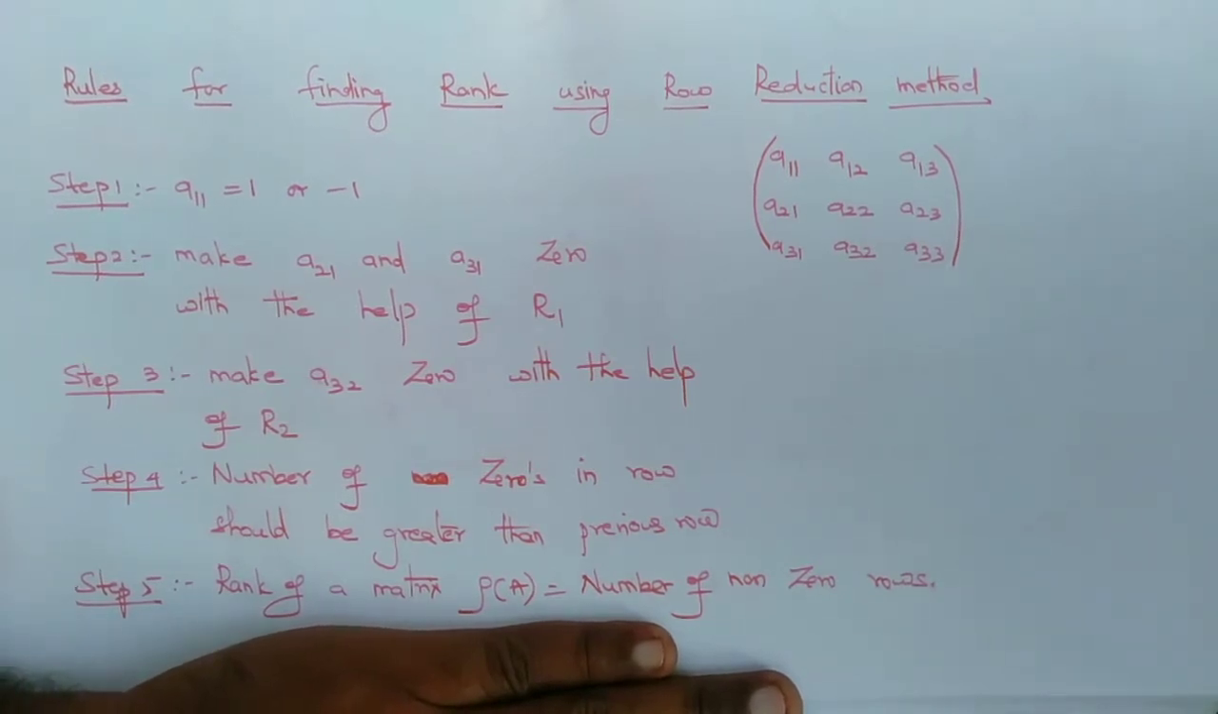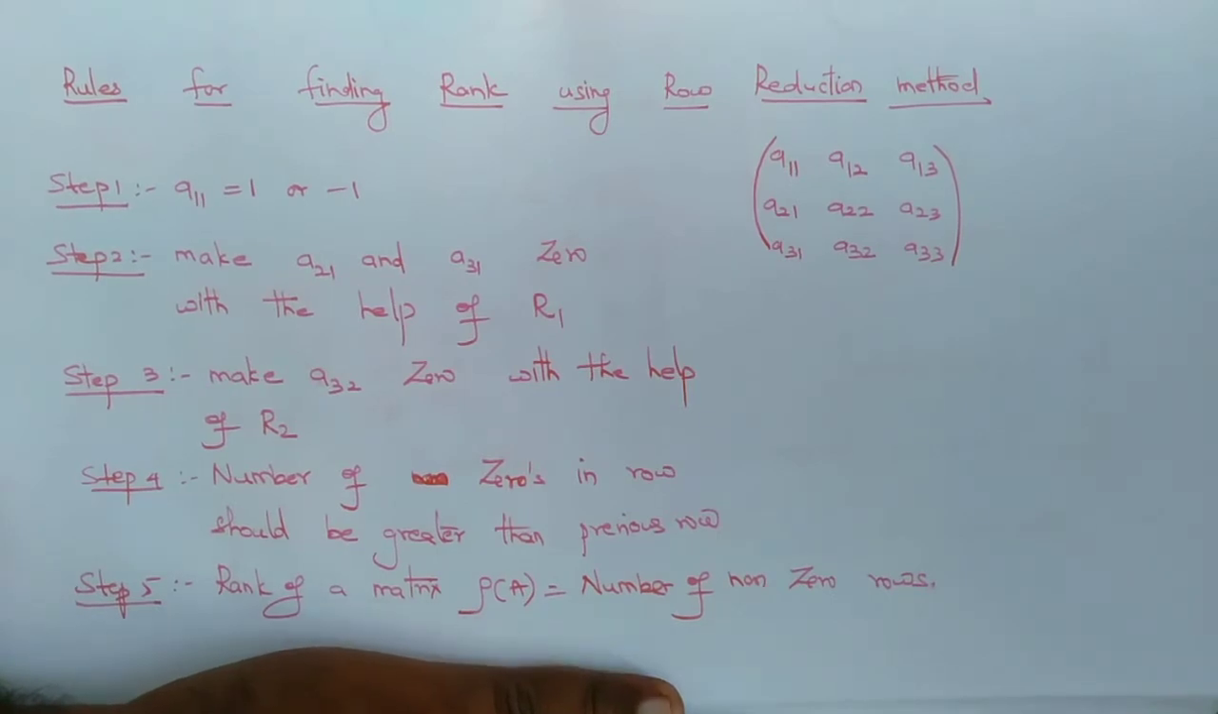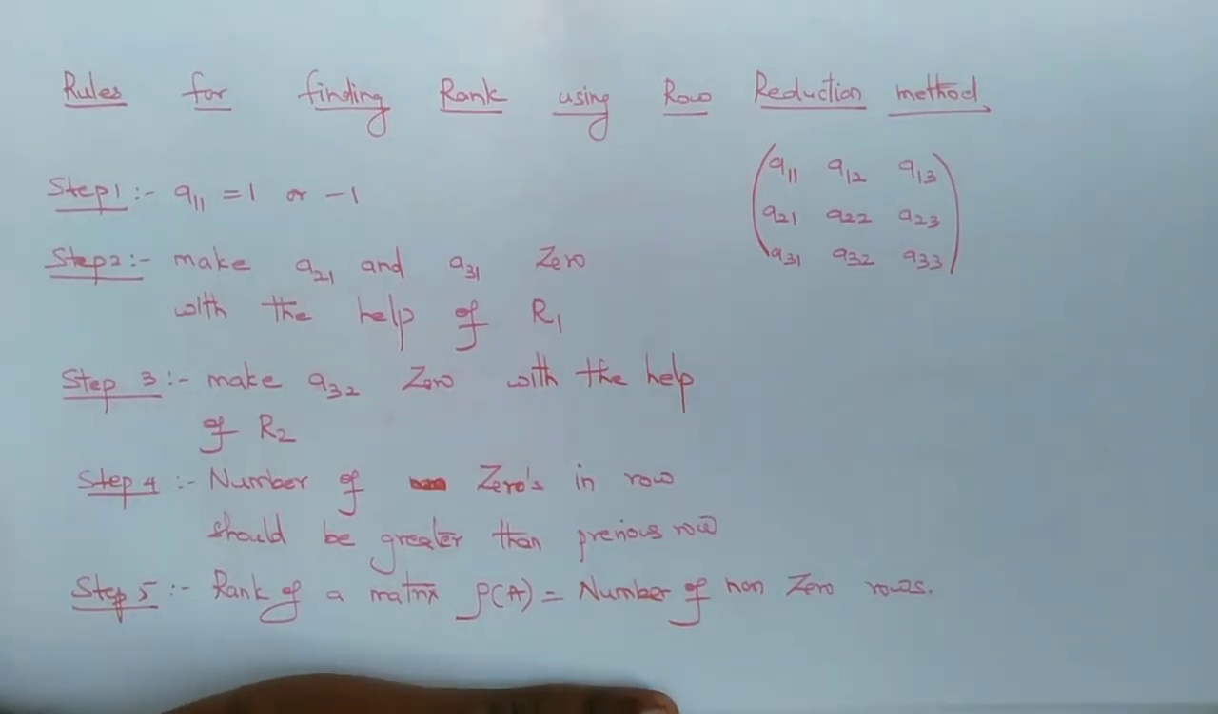These steps are not given in our textbook. These steps and rules are created by myself to solve this sum very easily. So step 1, step 2, step 3, step 4, and step 5 are the formula. Rank of a matrix: rank of A is equal to the number of non-zero rows. I will explain what my zero rows and non-zero rows are.